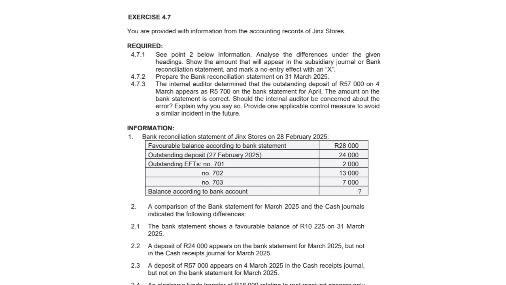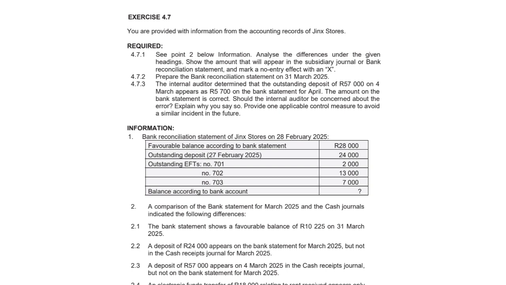Exercise 4.7. You are provided with information from the accounting records of drinks stores. 4.7.1. See point 2 below information. Analyze the differences under the given headings. Show the amount that would appear in the subsidiary journal or which will appear in the bank reconciliation statement, and mark no entry with an X if it is not a required entry.